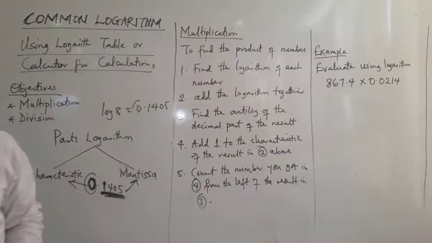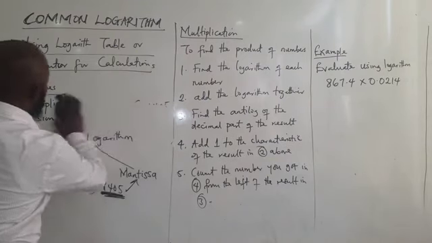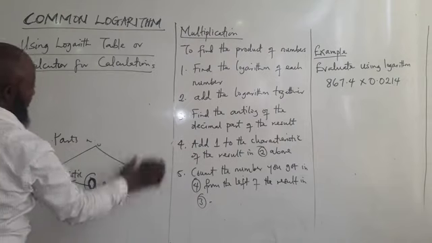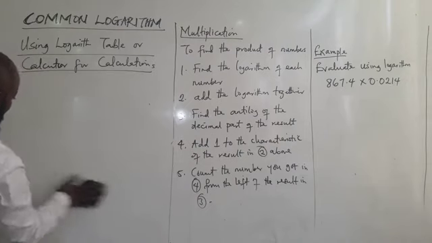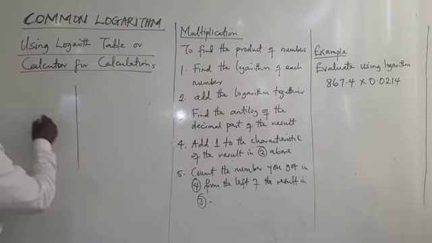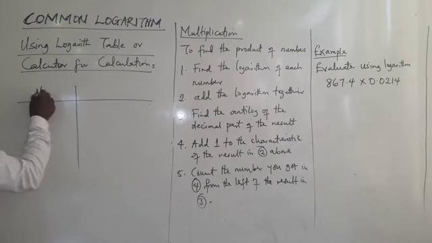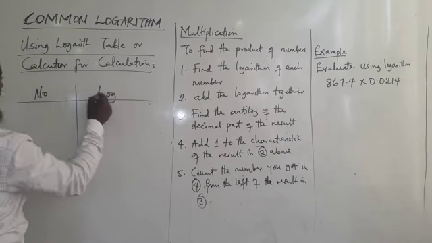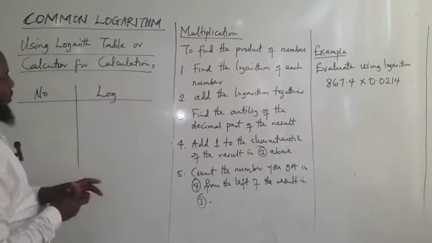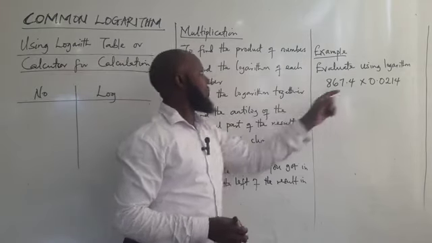How are you going to do that? That is what we want to look at. So we are going to have it this way. Let me solve it here. We are going to have a table, and the table will be divided into two. So we are going to have the number part and the logarithm part. The question is to find the product of numbers, as we have it here.